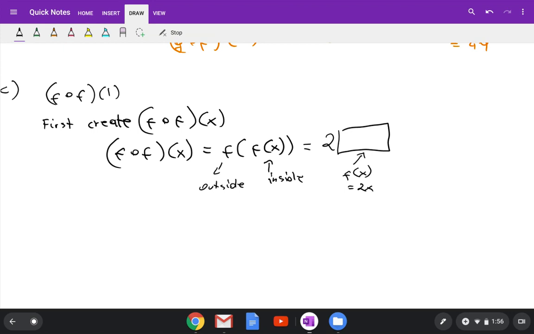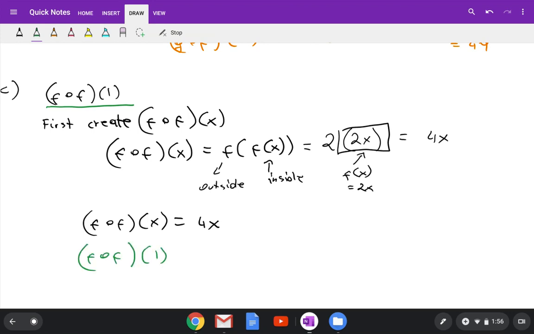So original x of function f is going to be replaced with the entire equation of function f. So we plug in 2x. Okay, and multiply, we end up with 4x. So f composed with f of x is the same as 4x. Now we're going back to the problem. They want you to evaluate the value of f composed with f when x is equal 1. So f composed with f of 1, we're going to replace x with 1. So we're getting 4 times 1, which is 4.